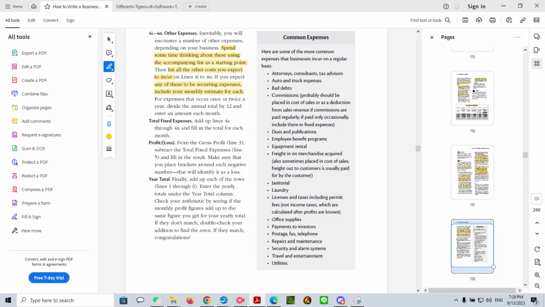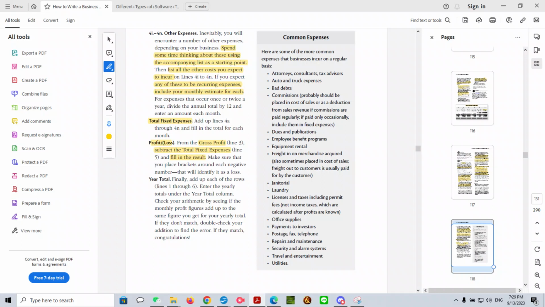We also have to consider, of course, the total fixed expenses, as we talked about before. We also have the profit and loss statement, which we just talked about. That's from gross profit. What you do is subtract the total fixed expenses, then fill in all the results. So you take the gross profit minus total fixed expenses and that gives you profit and loss, like we just showed you before.